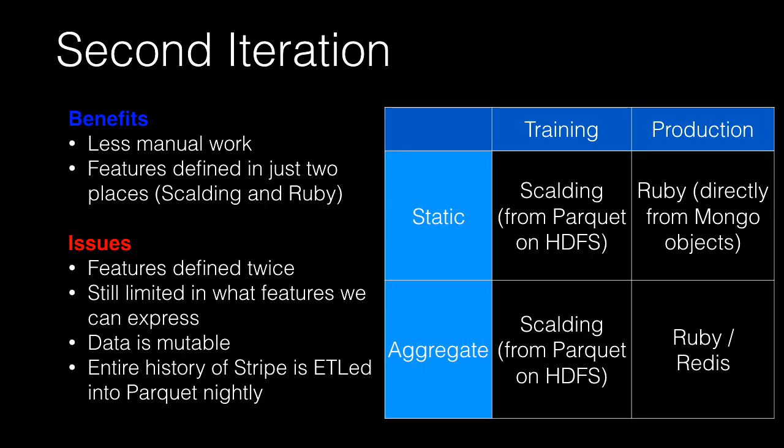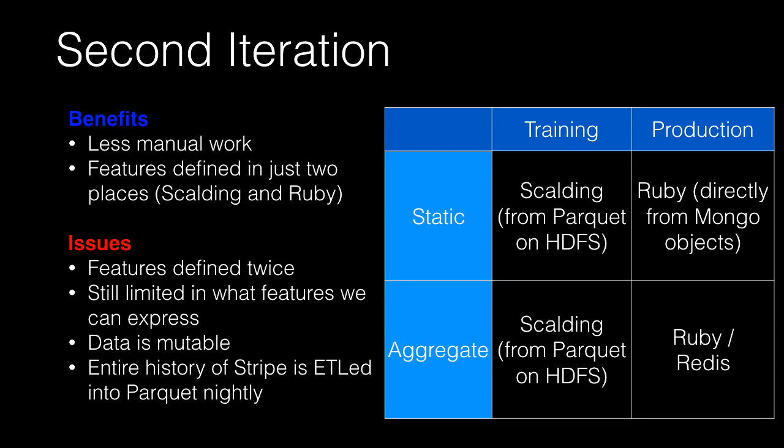So what does this look like now? We have scalding from Parquet and HDFS for both static and aggregate features and training. And again, production is still distinct code bases for Ruby. This was still a decided advantage, though. There was much less manual work, less, again, SCPing. And features were now defined in just two places. They were either defined in scalding or in Ruby for production. So it's no longer the case that to find the definition of X, you might have to look in the oplog tailor, or in production Ruby, or in scalding, or in Python. Now there were just two instead of four possible locations.